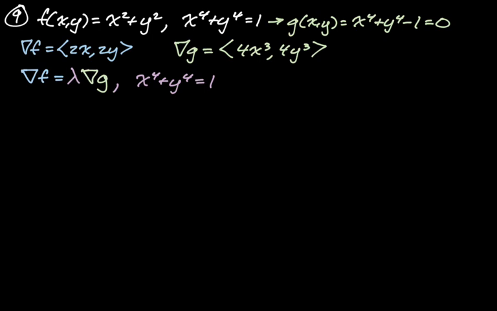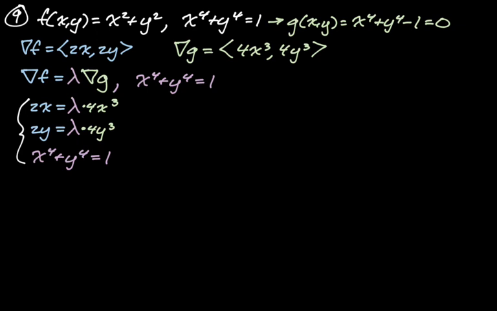So the gradient of f equals lambda times the gradient of g is going to give us two equations in three unknowns, right? We get 2x is lambda times 4x cubed, and we get 2y is lambda times 4y cubed. And then we also have the constraint, x to the fourth plus y to the fourth is 1. So this is the system we need to solve.